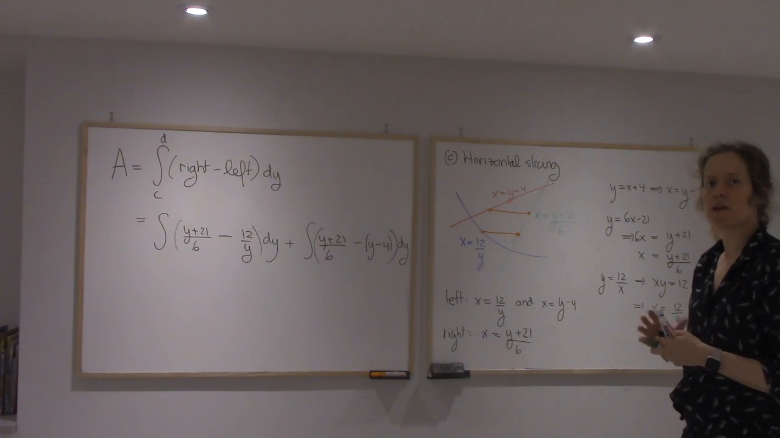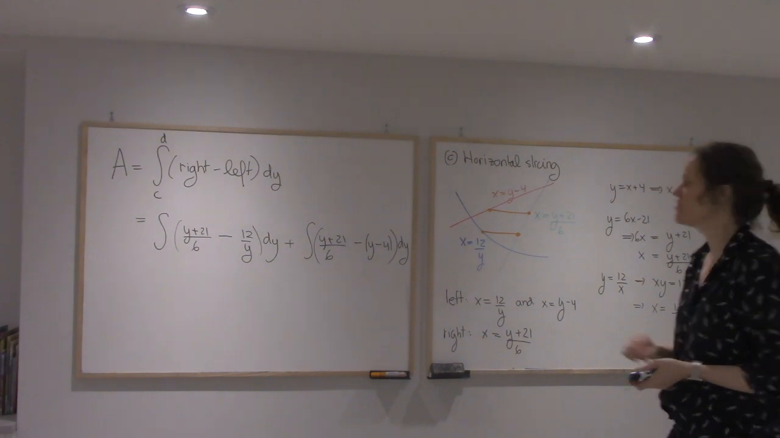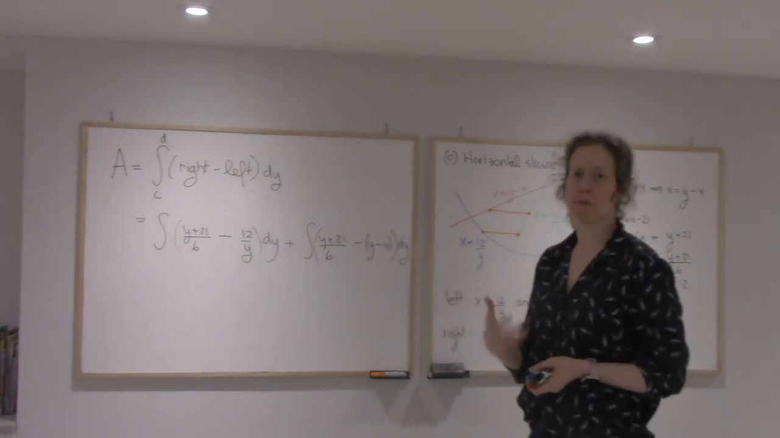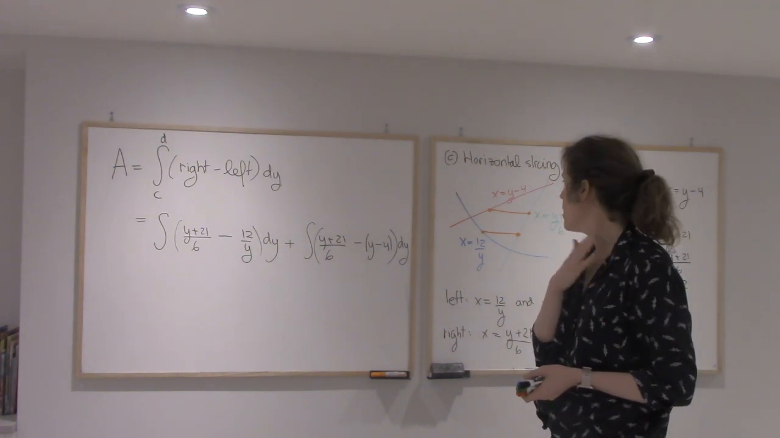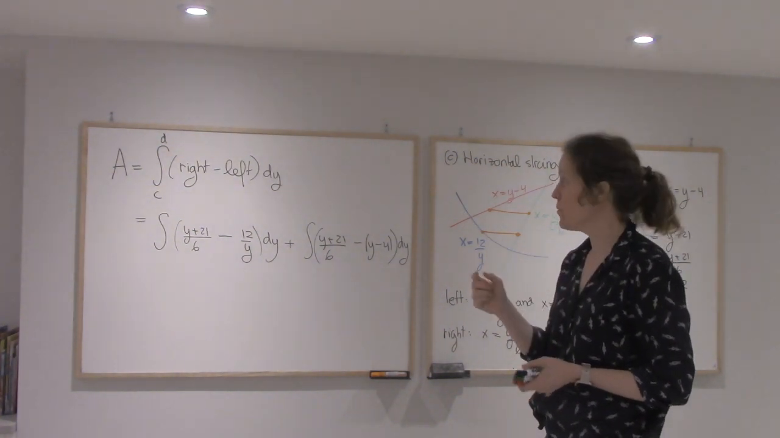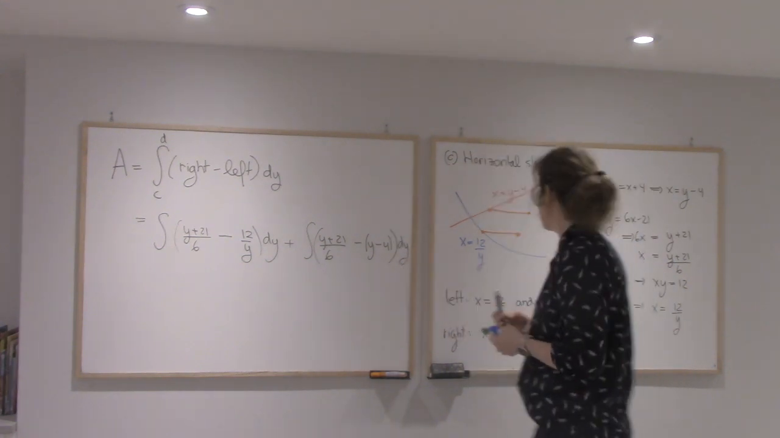I'm missing something. Can anybody tell me what? I don't have bounds. So this would not give me a number like the area should be. It's going to give me a function of y. So this is not helpful unless I can figure out what the bounds are. So bounds, my variable is y, so there should be bounds for y.